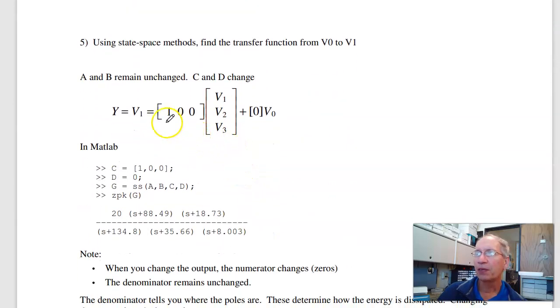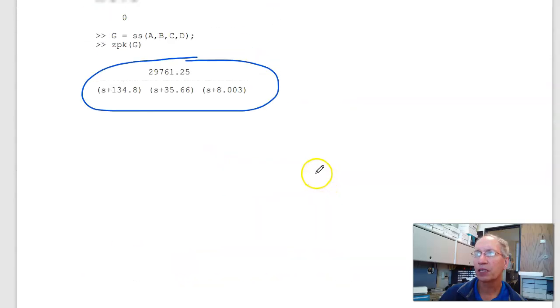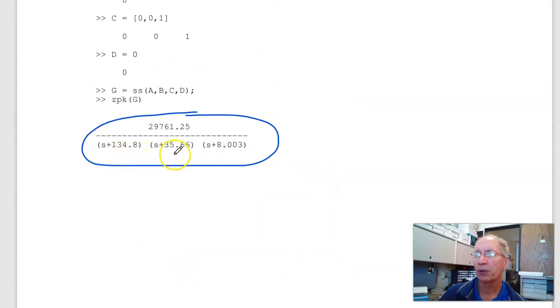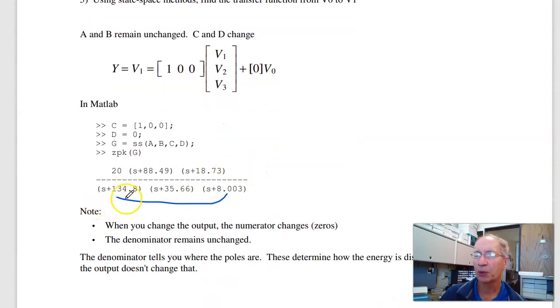Problem 5. If I change what I'm measuring from V3 to V1, all that changes is the C matrix. Find the new transfer function. Note, the poles did not shift. Previously, the poles were right here, minus 134, minus 35, minus 8. Now, the poles are minus 134, minus 35, minus 8. Poles don't change when you change the output.